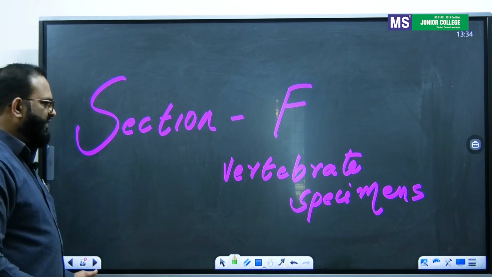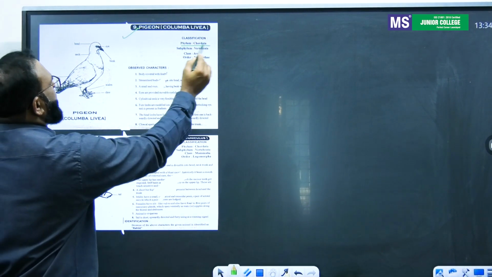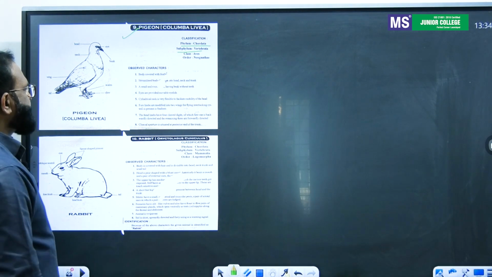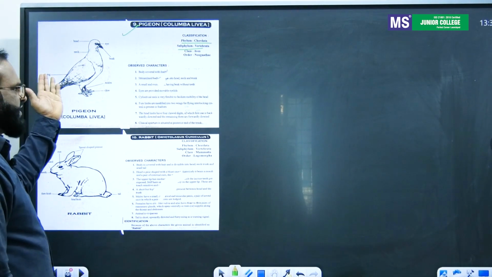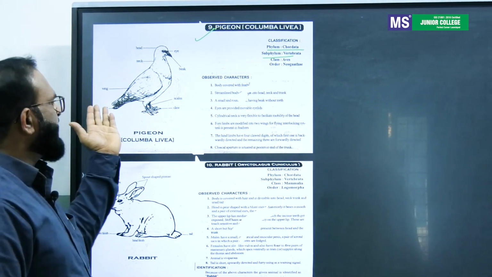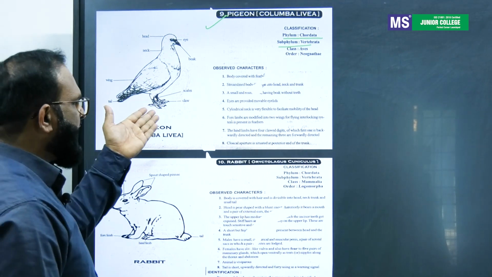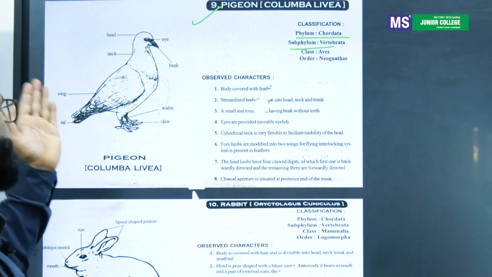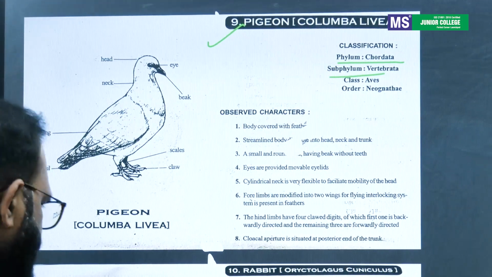Section F will be vertebrate specimens. Like pigeon, belongs to phylum Chordata, class Aves. Body covered by feathers, streamlined body. Eyes are provided with mobile eyelids. 4 limbs are modified into wings. And bipedal animals. Digits end with claws. Cloacal aperture is situated in the posterior part of the trunk. Easy 4 to 5 observation points you have to write.